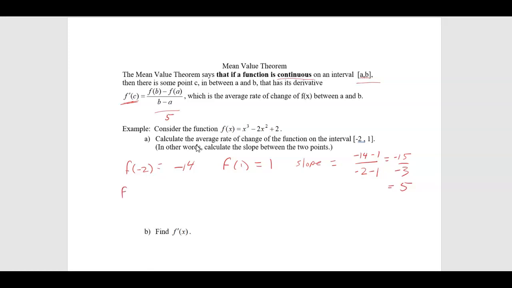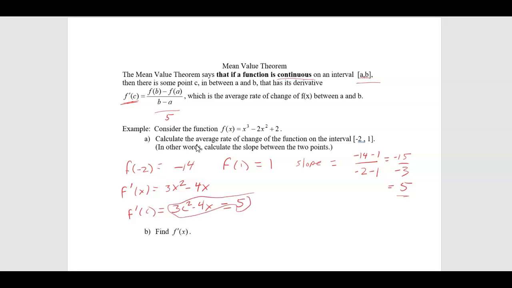Now I need to find f prime of x. That's 3x squared minus 4x. So that's 3x squared minus 4x. Now this says f prime of c, so I just changed the x to a c. Technically, if you don't do that, I'm not going to take points off. Now I want to know where that is equal to what I had over here, the 5. So I have to solve this equation.